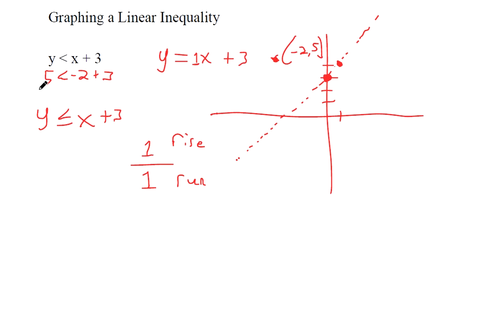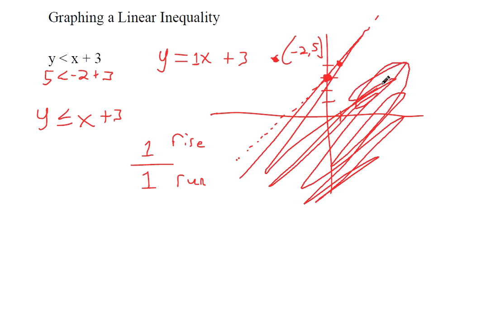And is that true? Is 5 less than 1? Because that's what this simplifies to be. 5 isn't less than 1, right? 5 is greater than 1. We plugged this point into this inequality. It was false. You could try another one and it would be false on this side. So this is our solution. So that's where we need to shade.